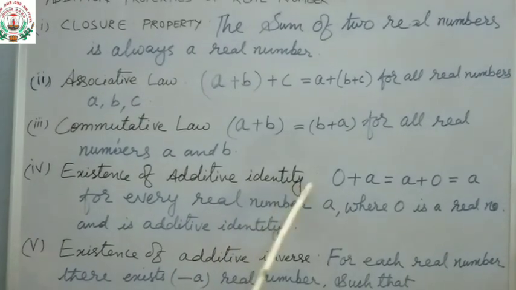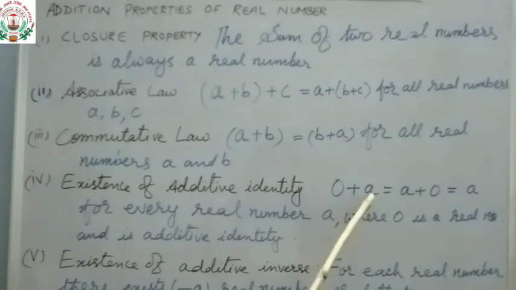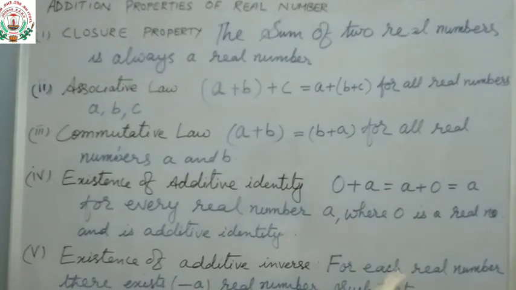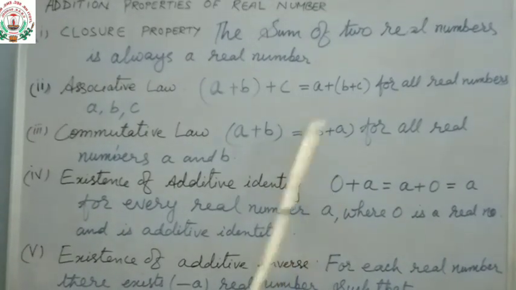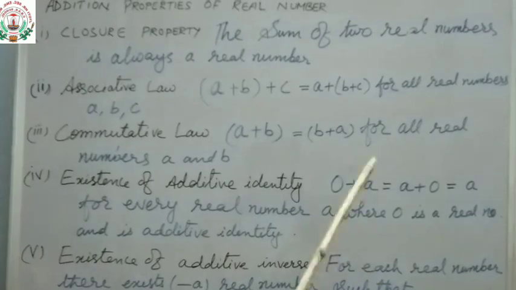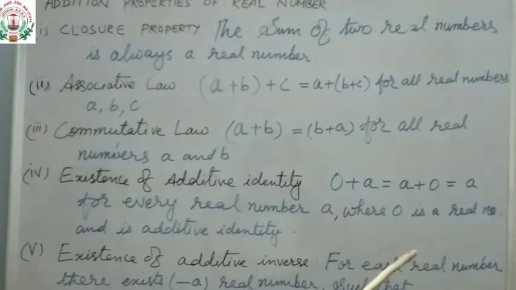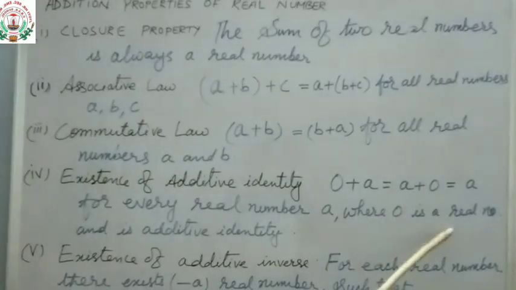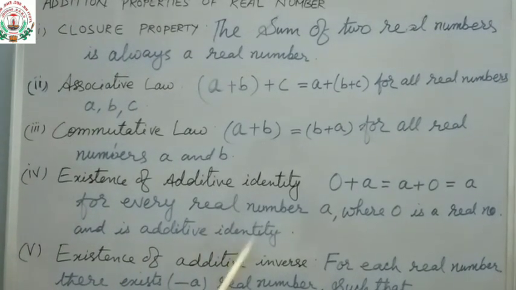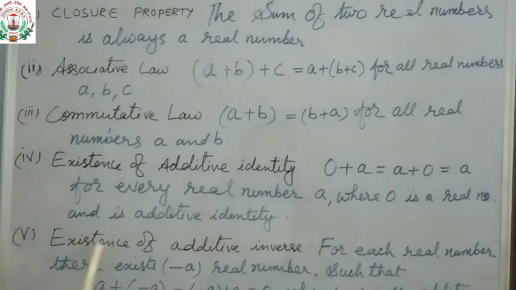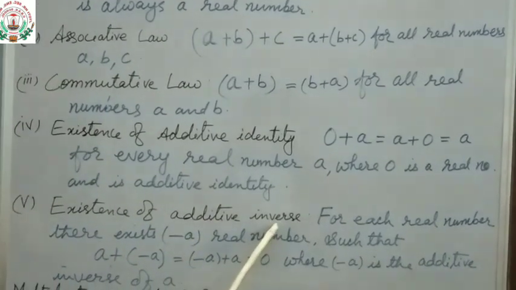Clear? Now, existence of additive identity. Additive identity means what? What you will be adding to the real number so that you will get the same real number. We know that 0, if we add to any real number, you will be getting the same real number. So now 0 will be the additive identity. Clear?